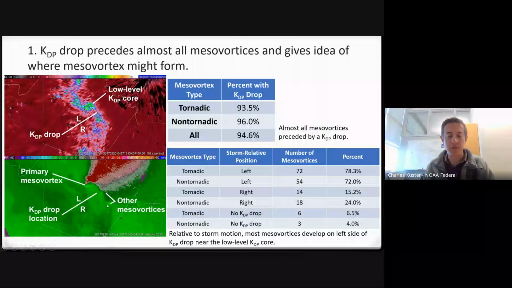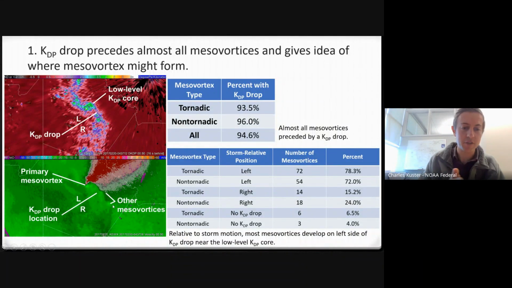This is where things get a little bit subjective. Do we say that this mesovortex is associated with this KDP drop? Is there maybe another KDP drop in here somewhere? This was one of those cases where I was like, okay, this is a little bit uncertain. It's a little bit displaced from this KDP drop. So I actually said that this mesovortex was not associated with a KDP drop. That falls into one of the 4% that did not occur with a KDP drop. I thought this was a good example to show because you have everything across the spectrum in this particular case.